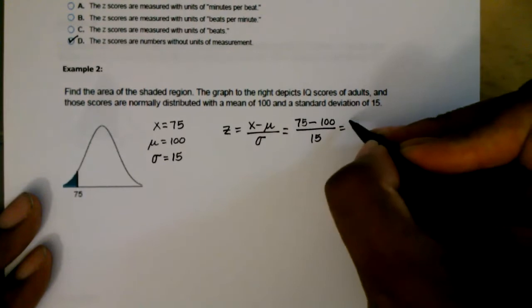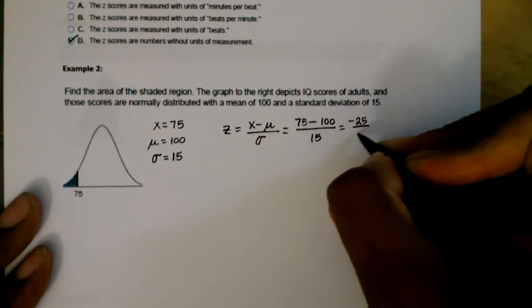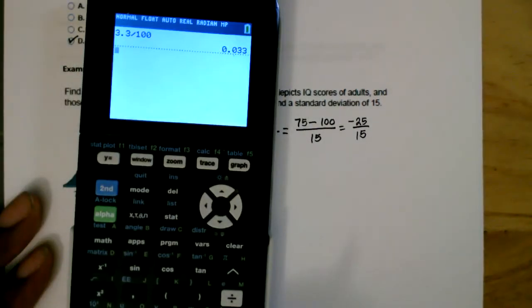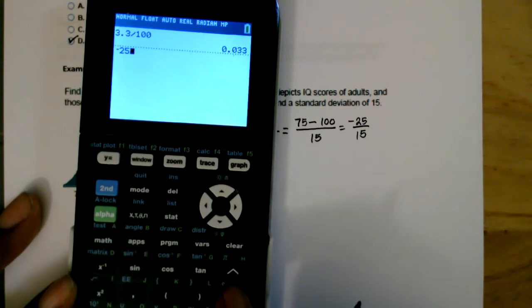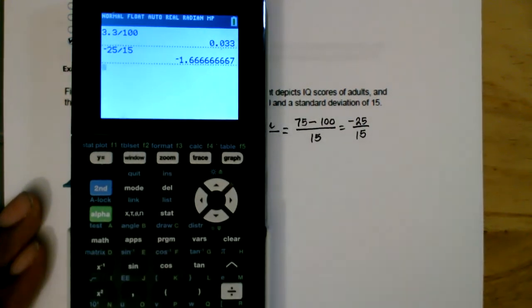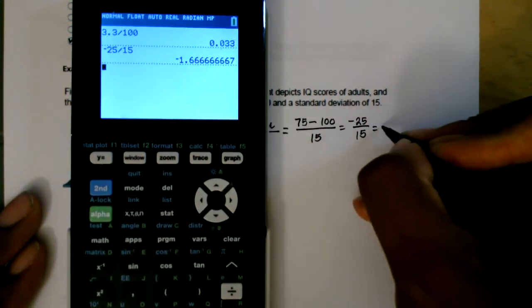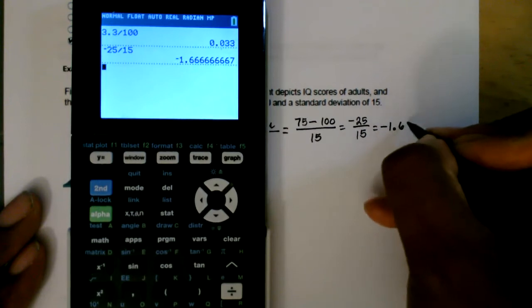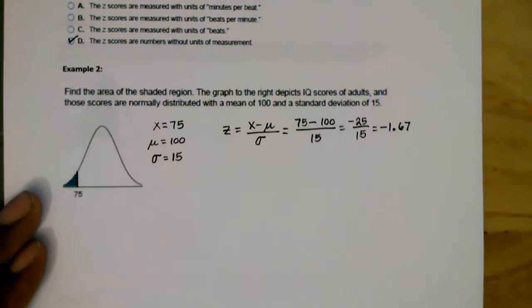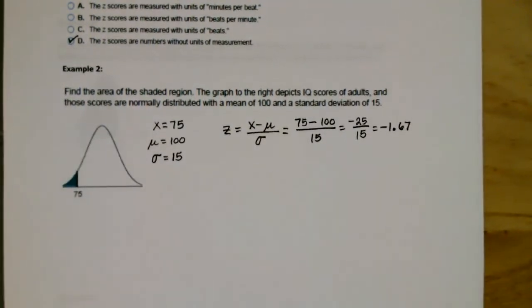Now, if I do 75 minus 100, that's going to be negative 25. And if I do negative 25 divided by 15, you're going to see we get a negative number, negative 1.6 repeating. To 2 decimal places, this will be negative 1.67. Okay, that's our z value.